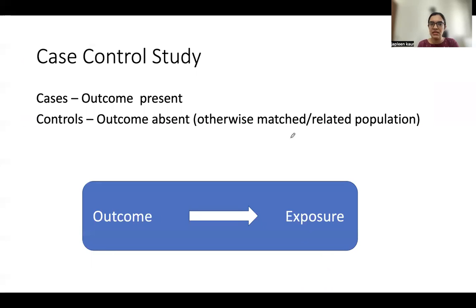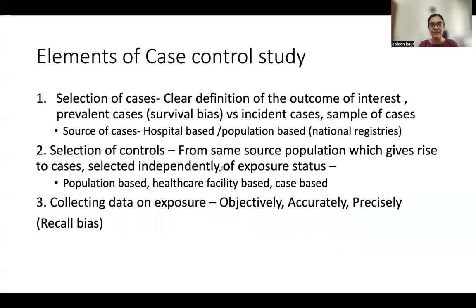Now coming to a case control study, here again the important thing to remember is that the outcome is already present, right? In the cases it is present and we are choosing the cases on the basis of the outcome, and in controls, the outcome is absent. Otherwise they are a related population or sort of matched for other things. So the direction is from outcome to exposure. It is a reverse kind of direction.